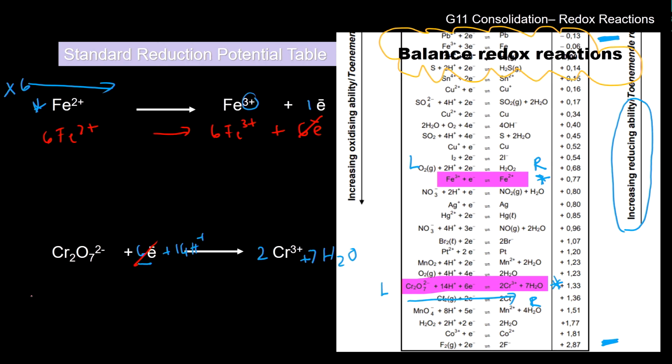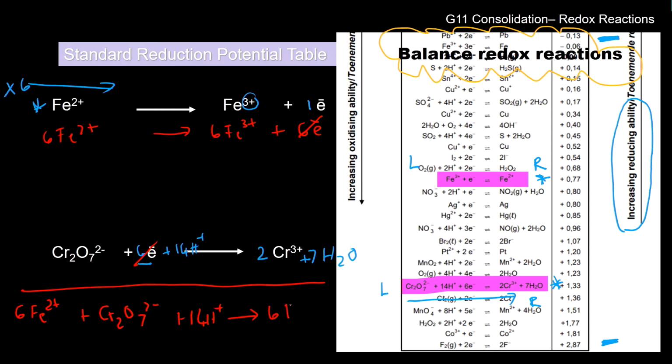I'm going to write these two together. I'm going to add them together. So I have 6 Fe2 plus ions plus my dichromate ion plus 14 hydrogen ions, arrow, to give me 6 Fe3 plus ions plus 2 chromium ions plus 7 H2Os, 7 waters. Right, there we go. I have my balanced equation and all good to go.